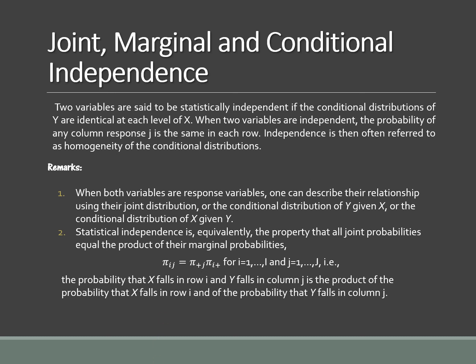Okay, so some remarks connected to independence. When both variables are response variables, meaning there's no cause and effect, or setup and then results setting, one can describe the relationship using their joint distribution, or the conditional distribution of y given x, or the conditional distribution of x given y. So there is no restriction. You could look at the joint and the conditional of y given x or x given y, since you're not imposing a direction of which one causes which.